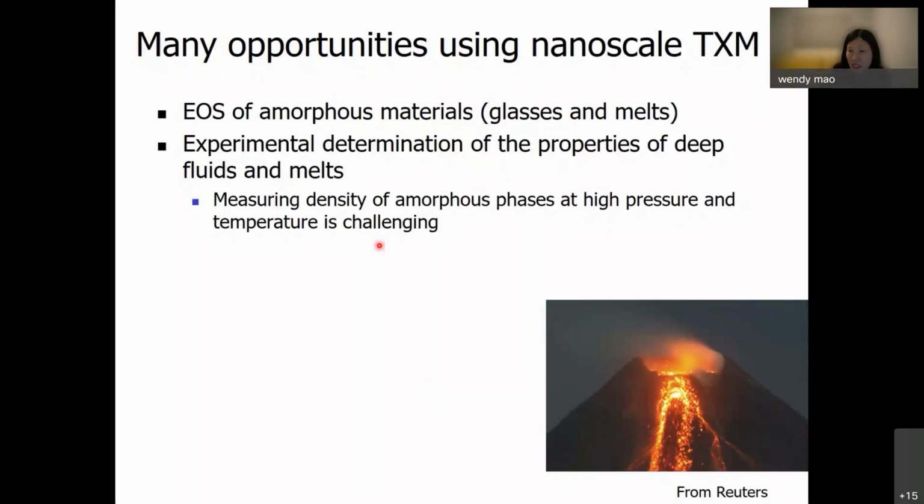The experimental determination of properties of deep fluids and melts can be very challenging, especially the equation of state, so the pressure-volume relationship. The main reason is the lack of long-range order. This means you can't determine the volume of an amorphous material using more conventional methods like diffraction at high pressure. But what if we measure the volume directly through imaging?